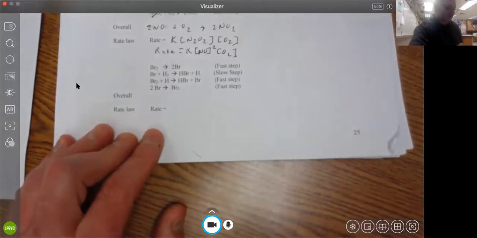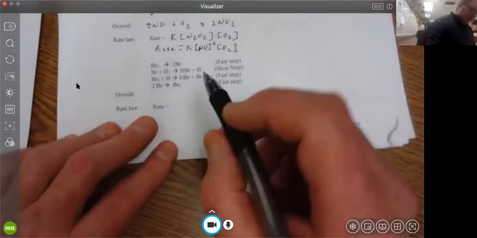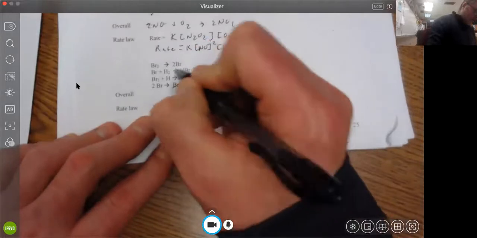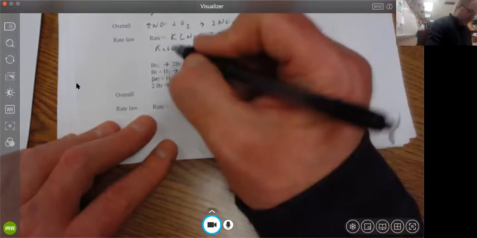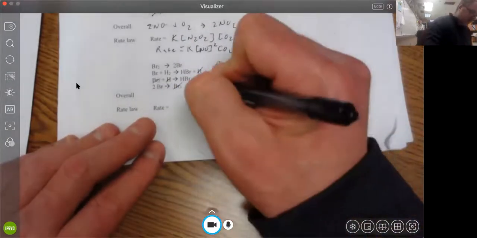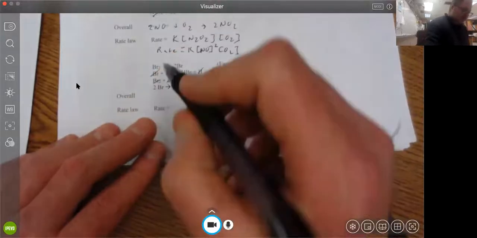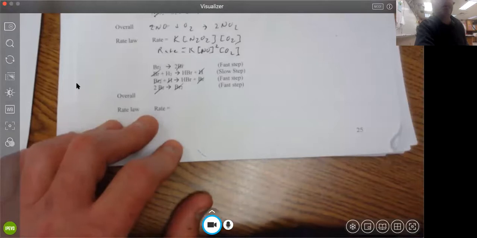So let's determine what the overall reaction is. So I have a Br2 here, and I have a Br2 here. I have an H here, and I have an H here. I have a Br here, and I have a Br here. I have a 2Br here, and I have a 2Br here. So there are all my intermediates.